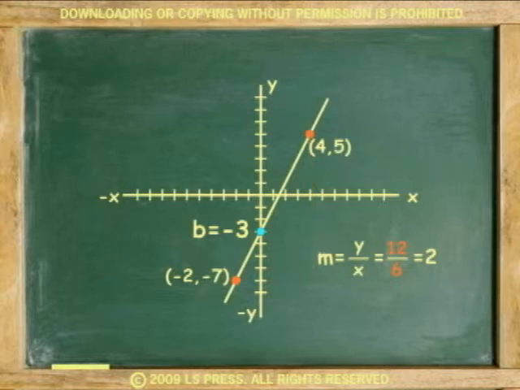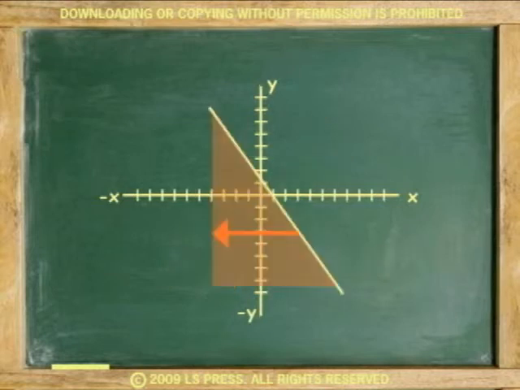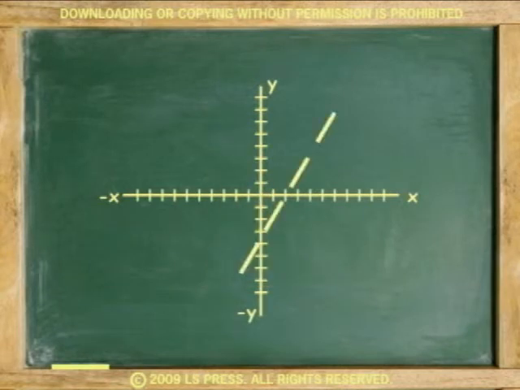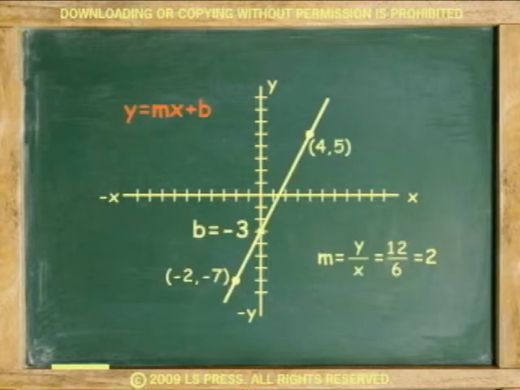Now determine if the slope is positive or negative. We do this by looking at the line. If the line slopes up from left to right, the slope is positive, like in this case. But if the line slopes down from left to right, the slope is negative. The dashed line on the graph shows this: positive slope, negative slope. Having determined that the slope is 2 and the y-intercept is -3, we are ready to write the equation for the line. Y equals 2x minus 3.